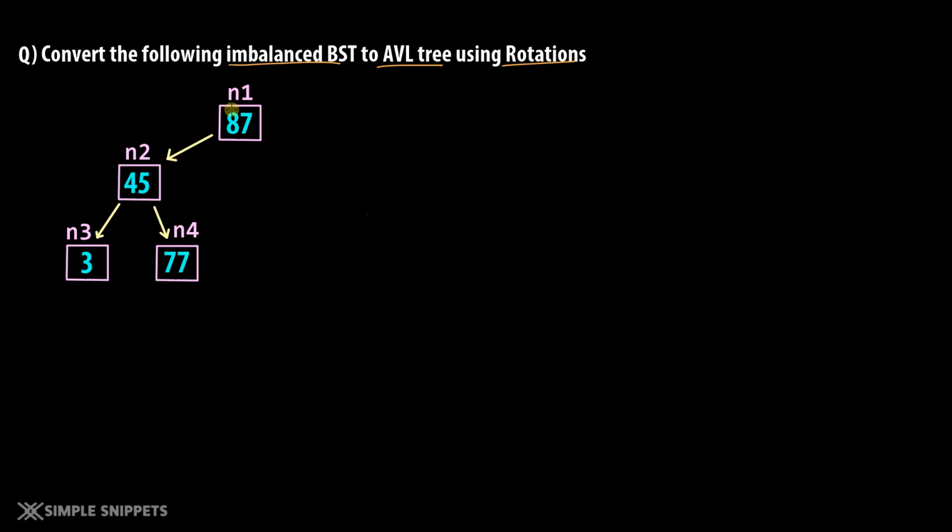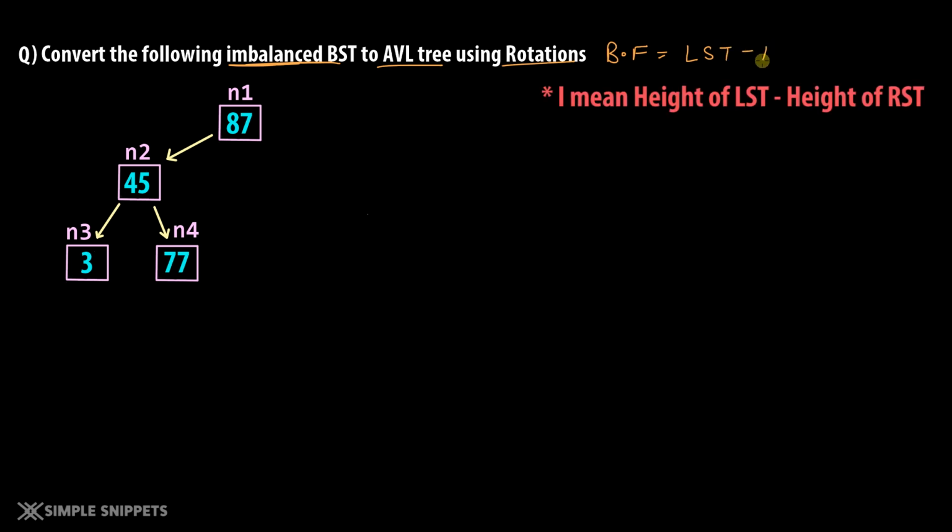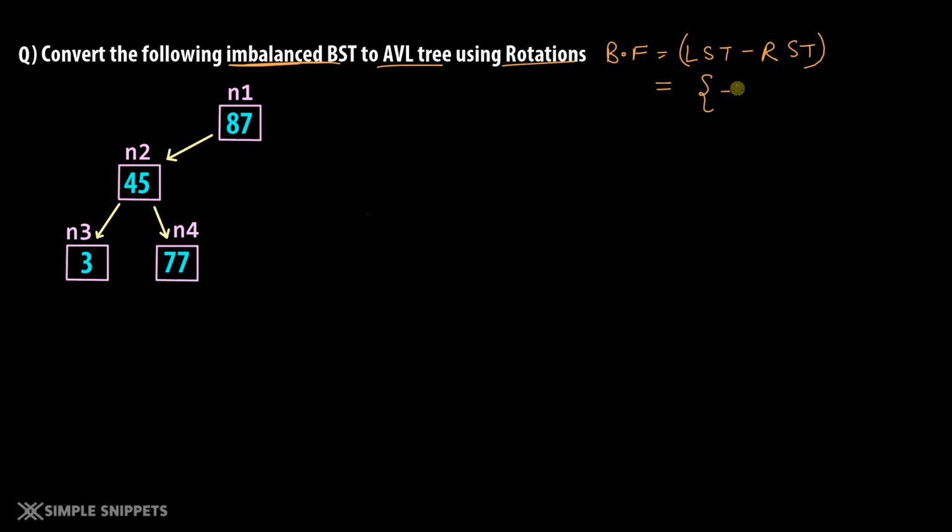Now how do you find out whether it is imbalanced or not? In case the imbalance keyword was not given in the question, you simply have to calculate the balance factor, which is given by the height of the left subtree minus the height of the right subtree for every node. This balance factor has to be in the range of -1, 0 and 1, and only then can you say that the binary search tree is balanced, which means that it is an AVL tree. In case the balance factor goes below -1, that is -2, -3, or goes above 1, which is 2, 3 or whatever the number, then you can say that the binary search tree is imbalanced and it is not an AVL tree. Then it will need rotations.